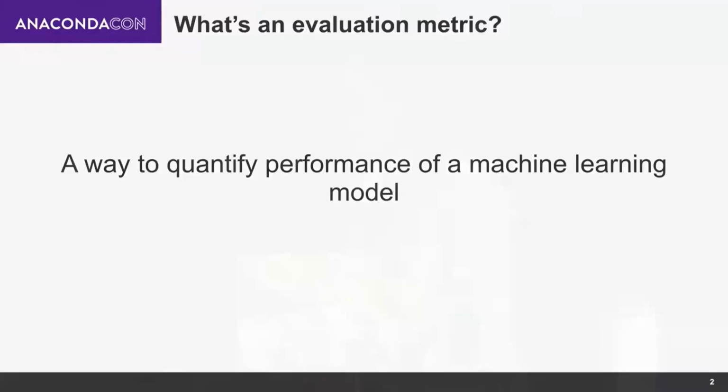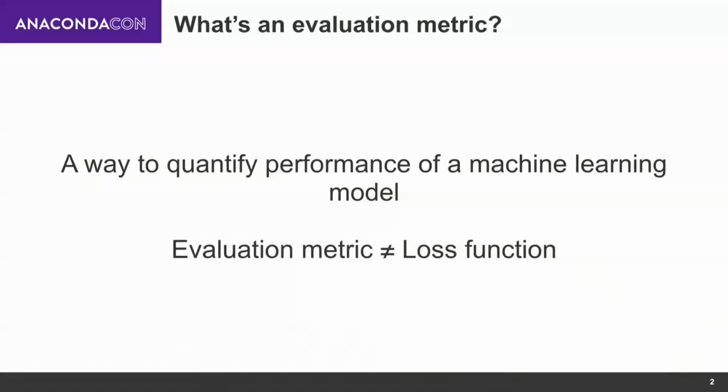So, what's an evaluation metric? Just a quick recap, it's a way to quantify the performance of a machine learning model. It's basically a number that tells you if it's any good, and you can use this number to compare different models. It is not the same as a loss function, although it can be the same thing, but it doesn't have to be. The difference is that a loss function is something you use while you're training your model, while optimizing, while an evaluation metric is used on an already trained machine learning model to see if the result is any good.